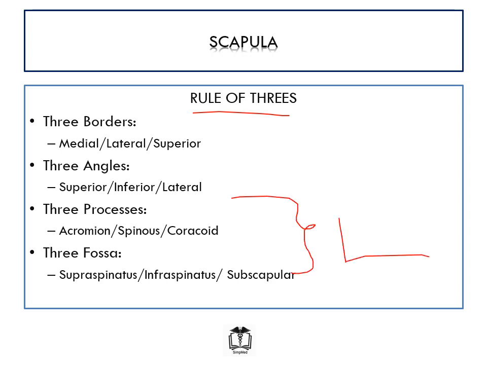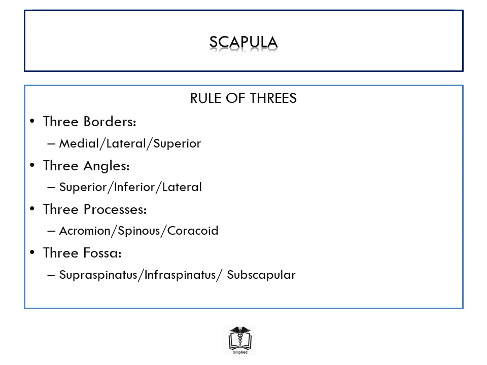Right? But for the angles and the borders, the 3 angles of the scapula include the superior angle, the inferior angle, and the lateral angle. The lateral angle is also called the glenoid cavity. The borders of the scapula, whereas, include the medial border. The medial border is also called the vertebral border, so please note that it's also called the vertebral border. The lateral border of the scapula is also called the axillary border. And then we have the superior border of the scapula. So these are the borders of the scapula.